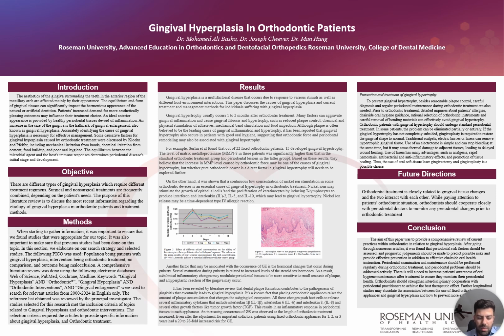Another factor that may be associated with the occurrence of gingival enlargement is hormonal changes that occur during puberty. Sexual maturation during puberty is related to an increased level of the steroid sex hormones. As a result, subclinical inflammatory changes may modulate periodontal tissues to be more sensitive to a small amount of plaque, and a hyperplastic reaction of the gingiva may occur.